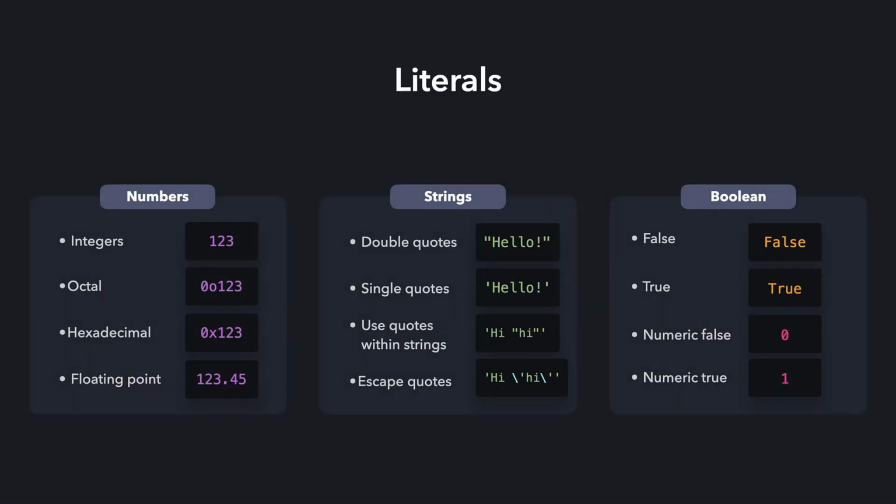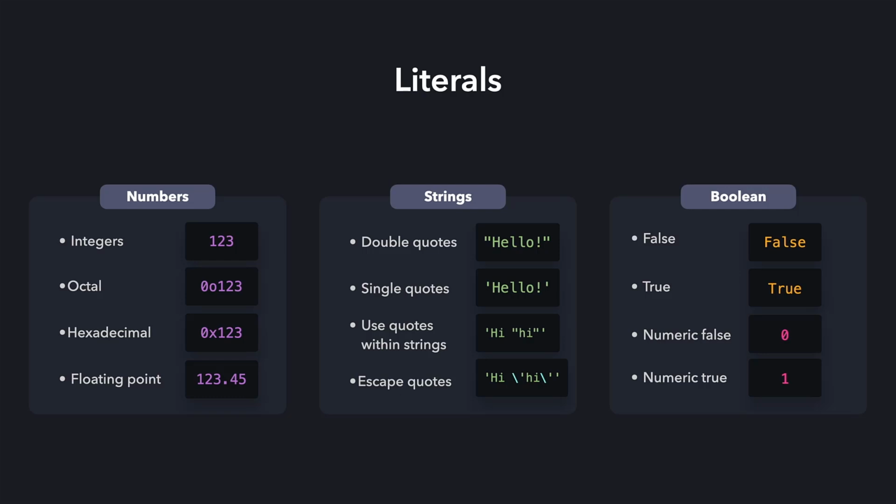Let's summarize everything that we've just learned about literals. First, we have several ways to display numbers in Python. An integer is a number without a fraction, and can also be displayed as an octal or a hexadecimal number. Then there is floating points, which are numbers that contain decimals. Strings are used in order to represent text, and can be wrapped in either double quotes or single quotes.